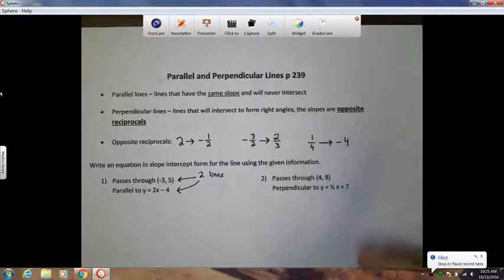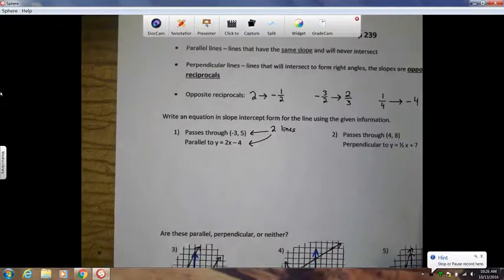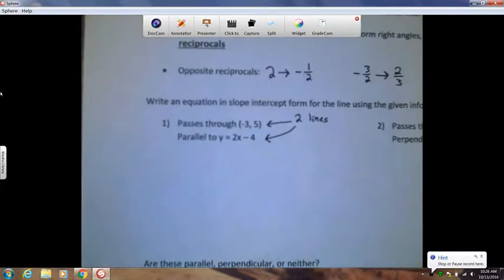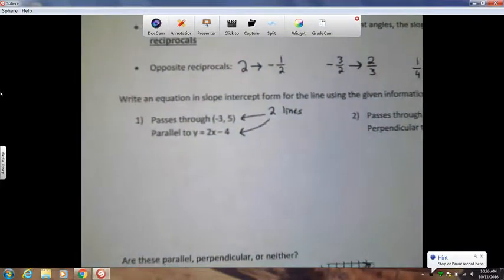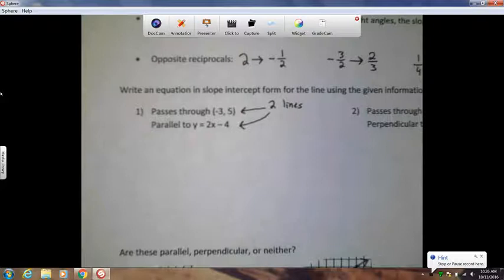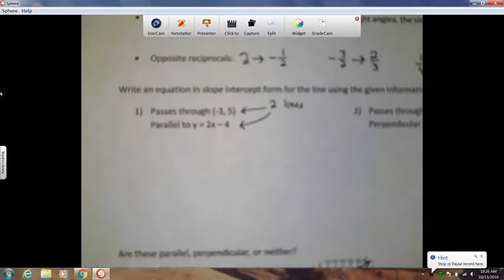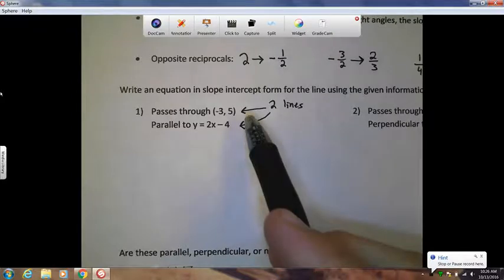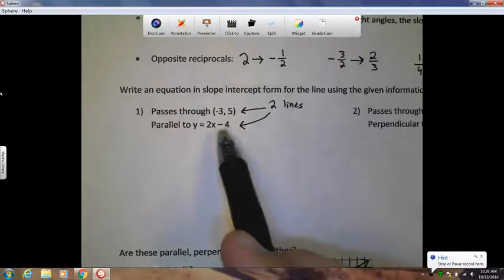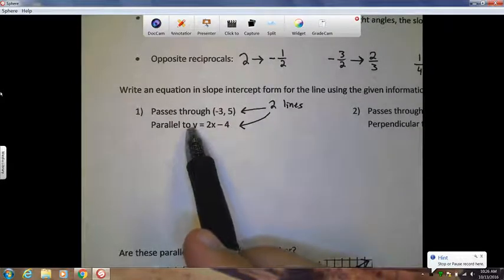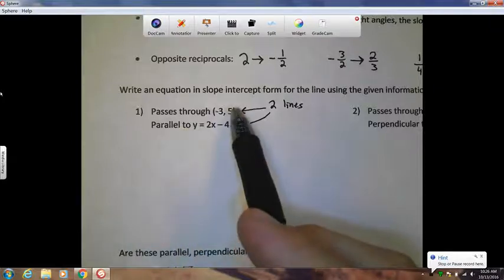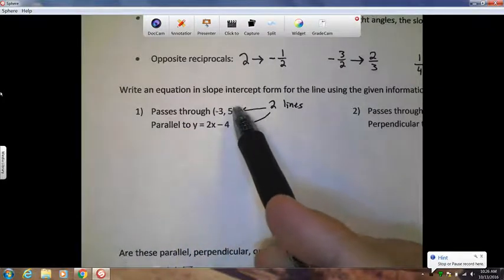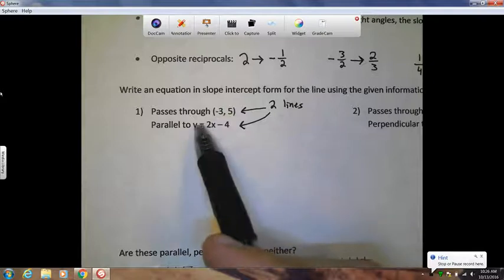Okay, so let's solve some of these. Number 1 says, write an equation in slope-intercept form using the given information. So we've already done these exact type of problems. The only thing is people don't really understand what they're doing. Here, there are two different lines. There's a line that you already have the equation for, and there's a line you're trying to find the equation for. So you just need a little bit of information from here.